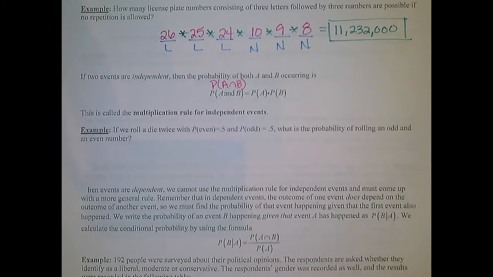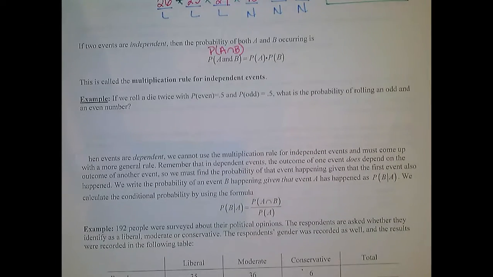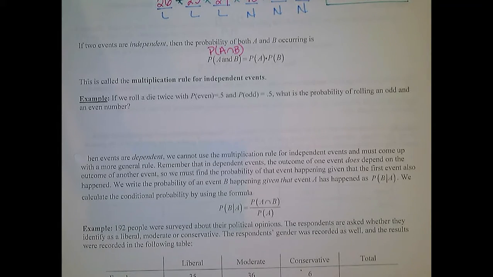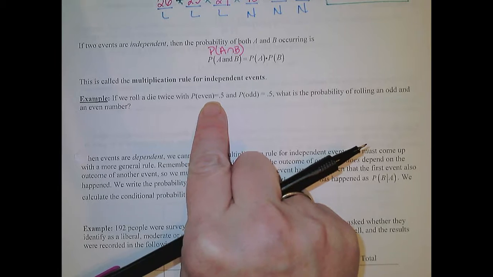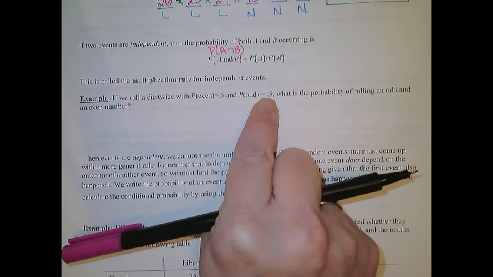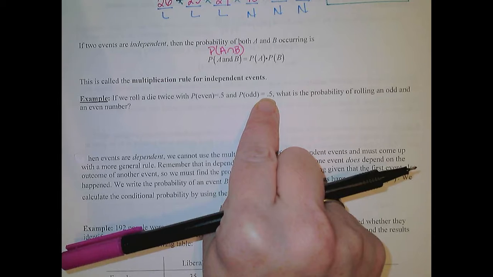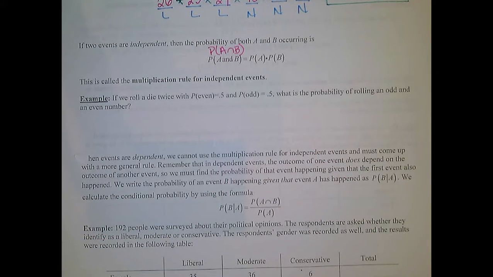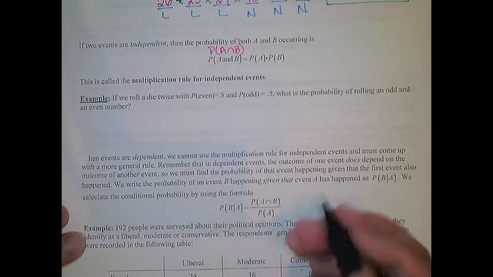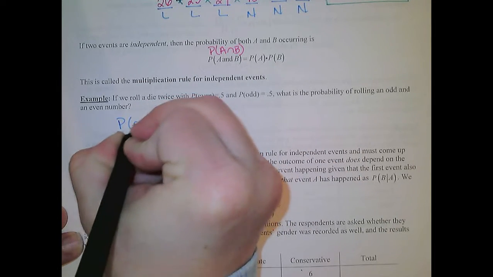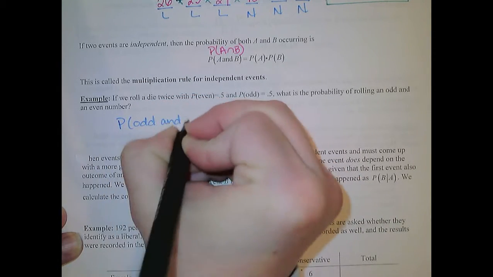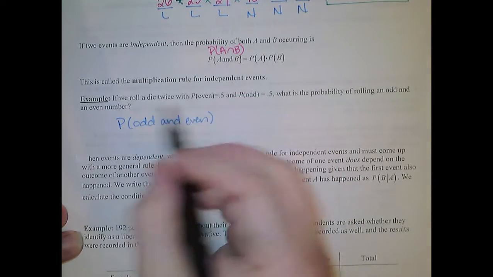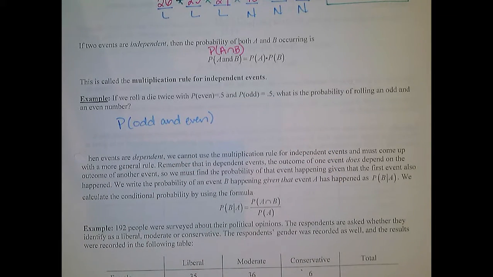So this next example models independent events. We have a die, and we're going to roll the die twice. So if we're talking about a 6-sided die, the probability of an even number is 0.5, half. And the probability of an odd number is 0.5. We want to know what is the probability of rolling an odd and an even number. So the probability of an odd number and an even number, or the probability of odd intersect even. Each roll of the die is going to be independent. What I roll on the first roll is not going to affect the likeliness of anything on my second roll.